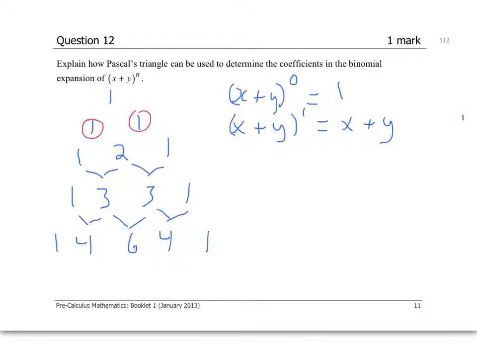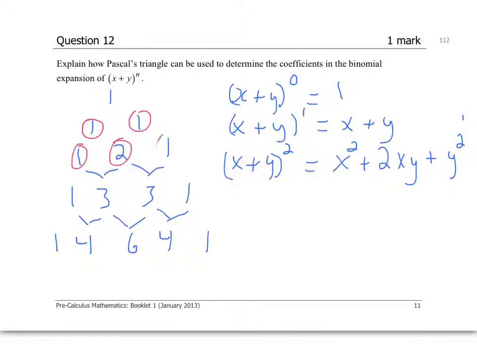Now when we do the expansion of x plus y squared, now the triangle's more helpful. We get a 1 from the first coefficient, and then we get a 2xy from the second coefficient, and then the 1y squared from the last coefficient. So right, these coefficients over here correspond to these values. Okay, I'm going to do one more, and I think we could probably write some kind of concluding statement here.